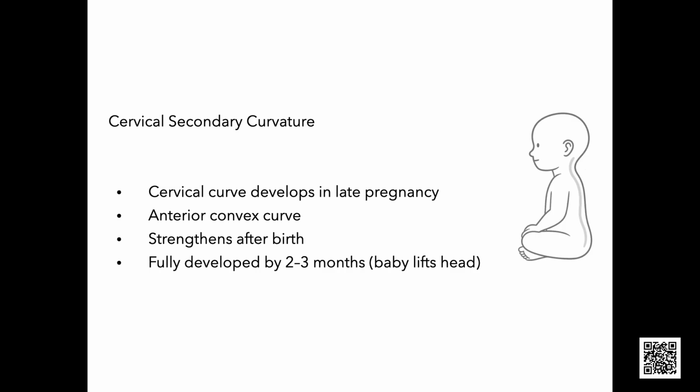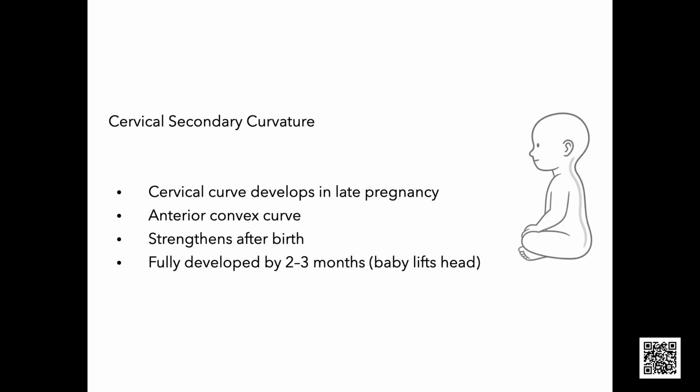By the third trimester, the cervical region begins developing a secondary curvature. It bends anteriorly, becoming convex in the front. This development continues after birth and finishes around 2 to 3 months, once the baby can lift and hold the head up.